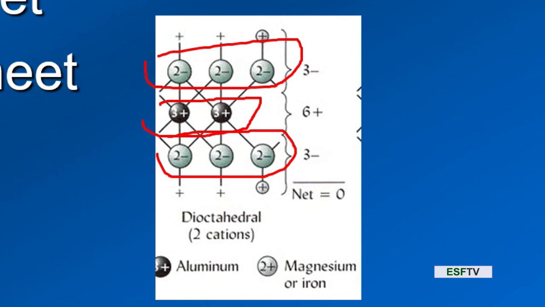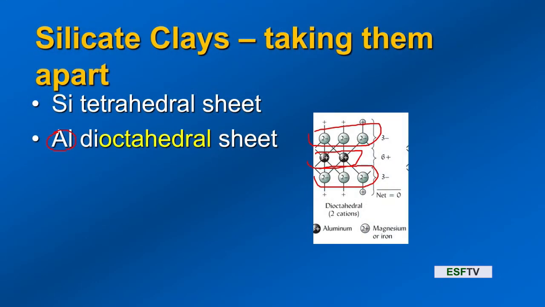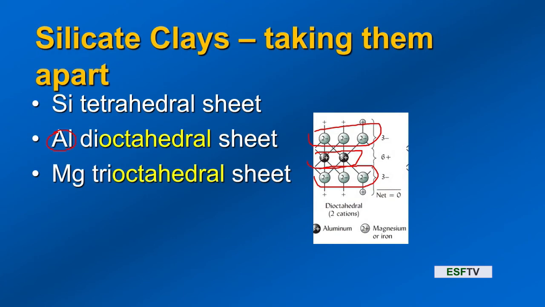What's the difference between that and a trioctahedral sheet? Well, I thought you'd never ask, so I'll tell you. A trioctahedral sheet is dominated by magnesium. Now aluminum, if you remember, is +3, and you have to remember because we just talked about it. Magnesium is +2.